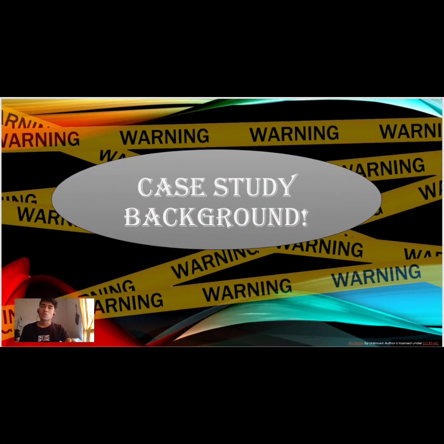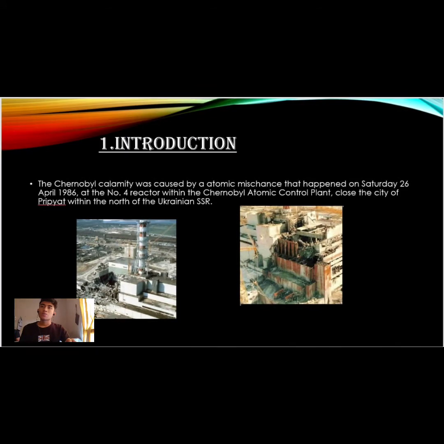Okay, do you know why the Chernobyl calamity was caused by a chemical hazard, which is atomic methane, and it happened on Saturday, 26 April 1986 at the number 4 reactor within the Chernobyl atomic power plant. It is considered the worst atomic catastrophe in history and was caused by two atomic mishaps.